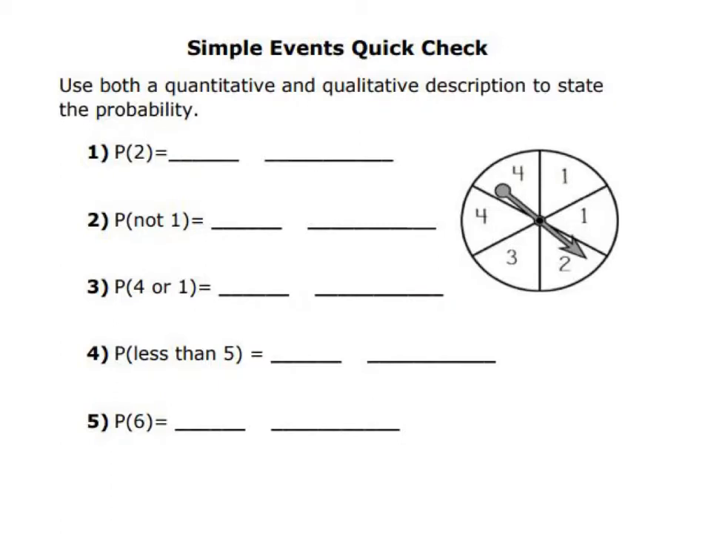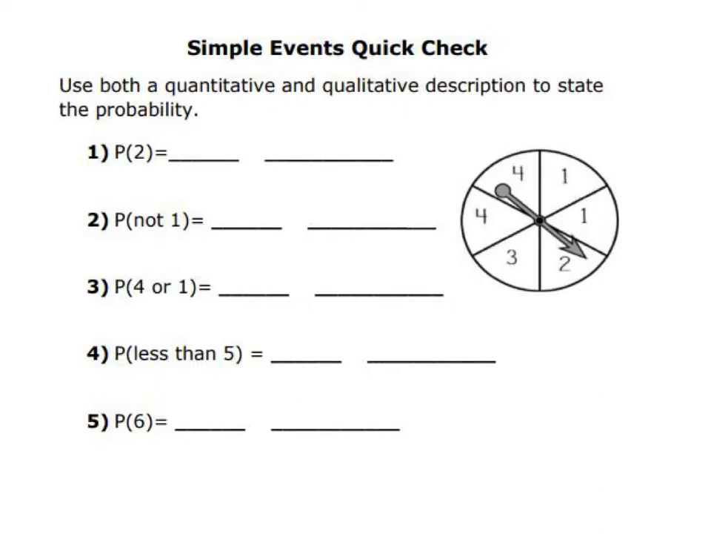Yeah, there's 2 4s, there's 2 1s, and then 2 and 3 are just one section each. Now it is split evenly, but some of these events are actually going to be double the amount of others. So that's what we need to look at. And we're still looking at quantitative. Remember, quantitative is a ratio, it's a number, and qualitative is the words where you're describing if it's likely or unlikely. So let's go ahead and look at number 1.